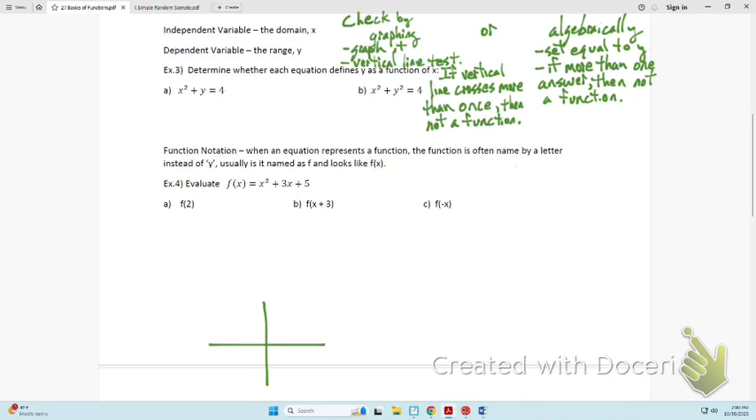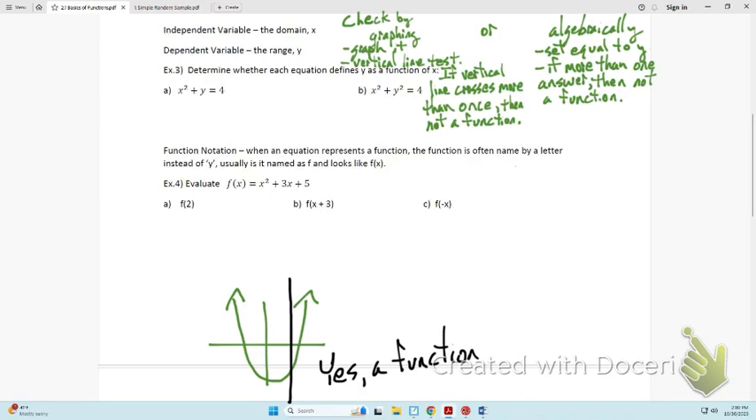If I have a graph that looks like this, does it pass the vertical line test? And you draw a vertical line anywhere you want through that graph, and it only crosses it once. Yes, a function. What about a graph that looks like this? This one fails the vertical line test because it crosses the graph twice. No, not a function.